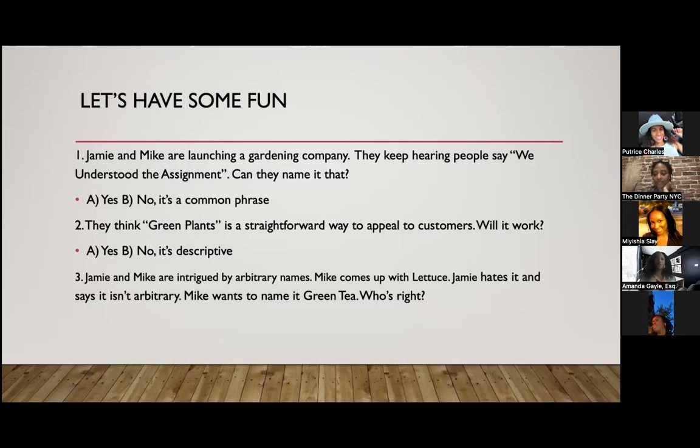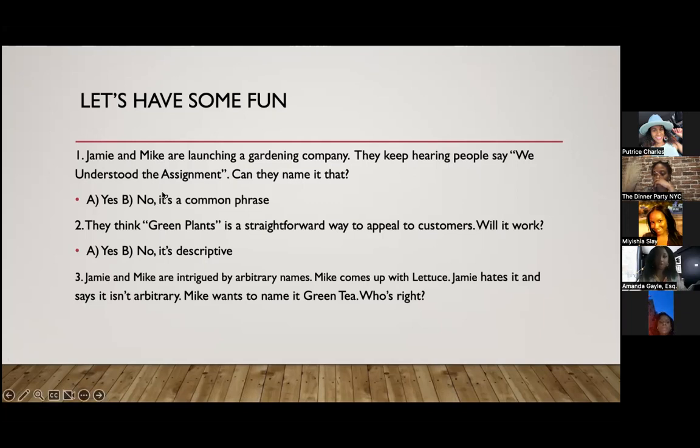All right, let's have some fun. So remember we talked about the different categories of trademarks. Let's do a cute little quiz. So we had fanciful, we had arbitrary, and we had suggestive, we had descriptive, and we had generic, and we had common. So now let's look at these examples.